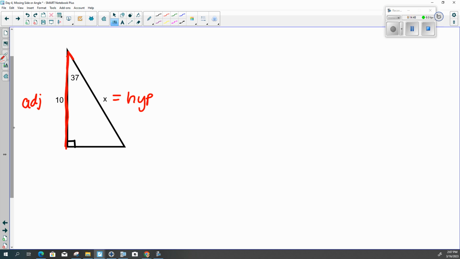All right, Emma, which trig function uses the adjacent side and the hypotenuse? Sine, cosine, or tangent? Yes. So this is the first one. Don't do sine every single time. We have to use cosine, because they gave us the adjacent side and the hypotenuse. So if you haven't solved this one, go ahead and solve it.